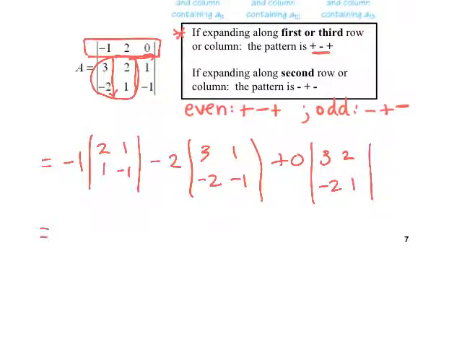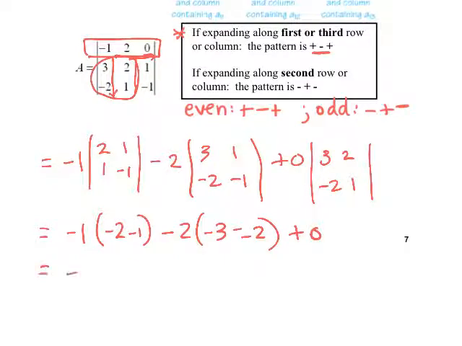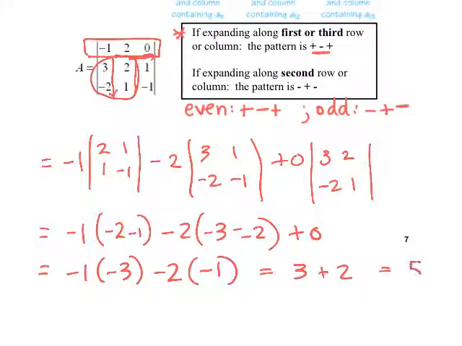So now we just have to evaluate those determinants. So it's negative 1 times negative 2 minus 1, minus 2 times negative 3 minus negative 2, plus 0. I'm not going to waste my time there. Now I'll simplify. The key is to be careful with all these signs. We end up with a 3 plus a 2, and our answer is 5.